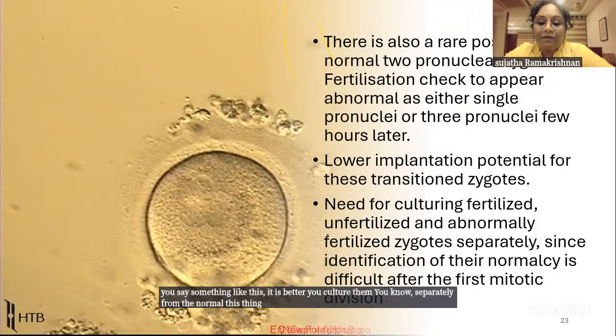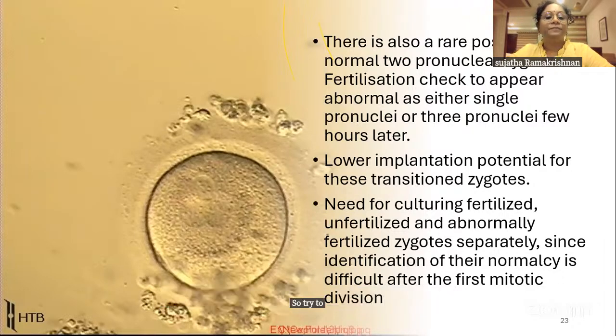Once the cleavage happens, it is very difficult. You cannot make out which one is from the normal zygote and which one is from the subnormal zygote. So try to culture them separately.